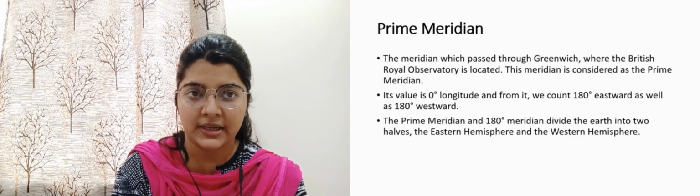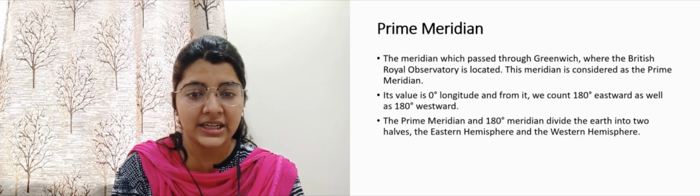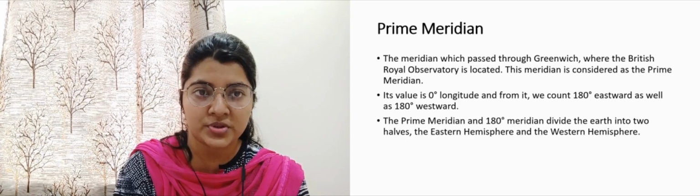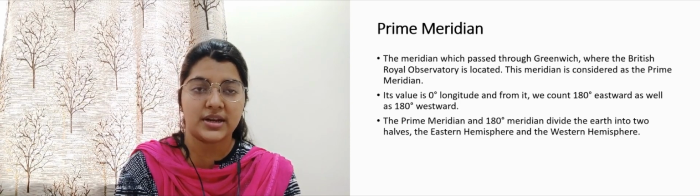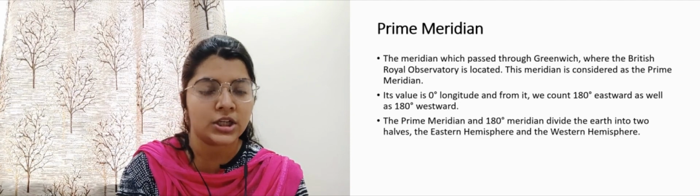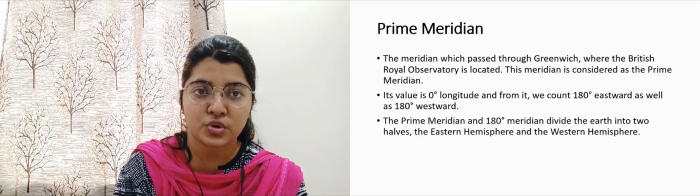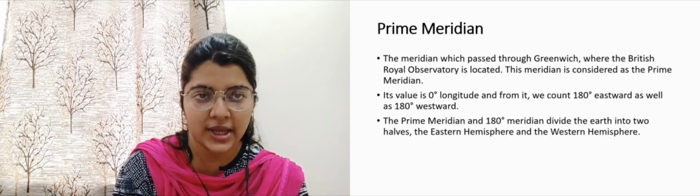Now what is the prime meridian first? The meridian which passes through Greenwich, where the British Royal Observatory is located, is considered as the prime meridian.